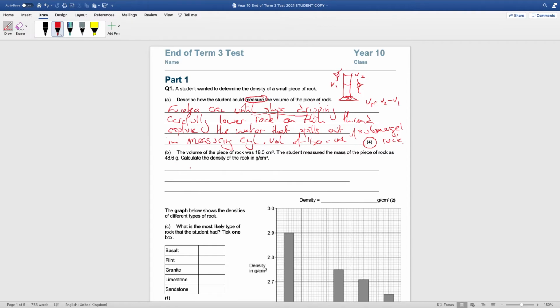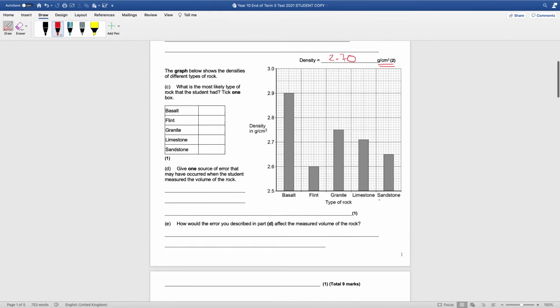Part B, the volume of the piece of rock was 18 centimeters cubed. The mass of the rock, 48.6 grams. Density is mass over volume, and that gives you 2.70. Now, you should always be ready to write the units down. This is in grams, this is in centimeters cubed. I've divided this by this, so my units are grams per centimeter cubed. Might have been kilograms per meter cubed. Make sure that you're always thinking about the units.